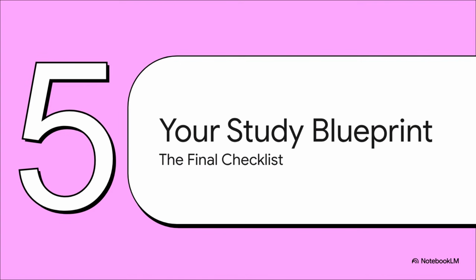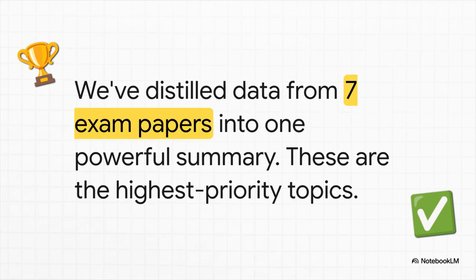So we've walked through the chapters, we've seen the patterns. Now let's pull it all together into your ultimate study blueprint. Think of this as your final checklist for success. We've taken all of that data from all 7 of those exam papers and we've boiled it down into a single, powerful summary. These are the absolute highest priority topics, the ones you just cannot afford to skip.